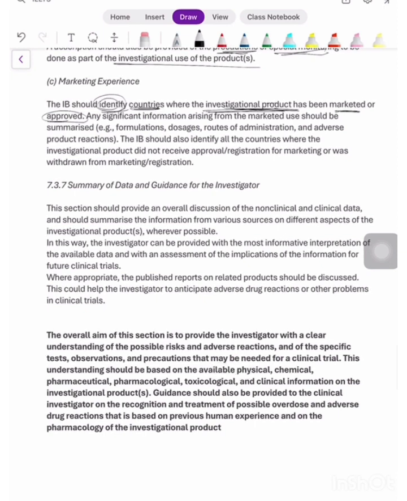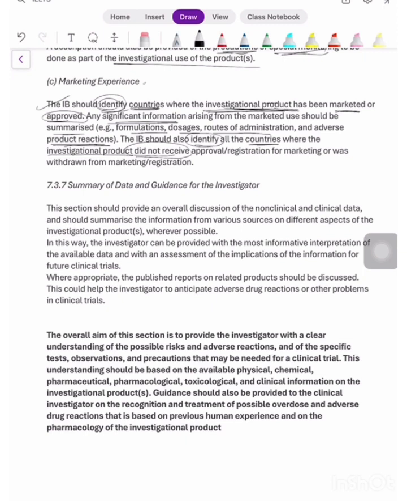Any significant information. अब ऐसा क्यों करने को बोल रहे हैं कि अगर वहाँ से कोई सिग्निफिकेंट इन्फॉर्मेशन आती है from marketed use, that should be summarized, जैसे कि फॉर्मुलेशन, डोजेज, रूट ऑफ एडमिनिस्ट्रेशन, या फिर एडवर्स प्रोडक्ट रिएक्शन. So IB should not only identify this but should also identify all the countries where the investigation product did not receive approval.